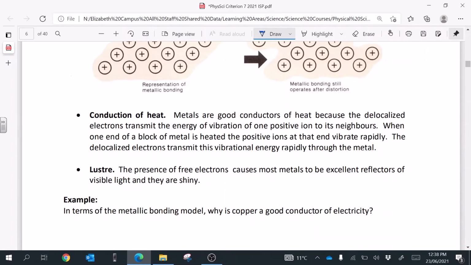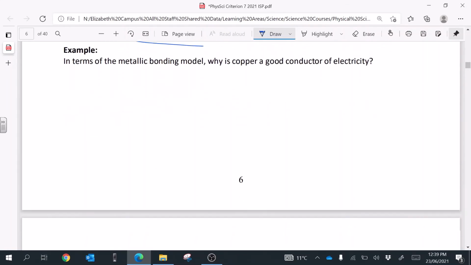Conduction of heat. Metals are good conductors of heat because the delocalized electrons transmit the energy vibration of one positive ion to its neighbors. So again, delocalized electrons allow for heat to conduct. And luster: the presence of free electrons, the delocalized electrons, causes most metals to be excellent reflectors of visible light, and they are shiny. Excellent. All right, so we've got an example.